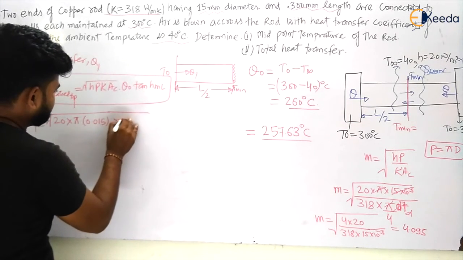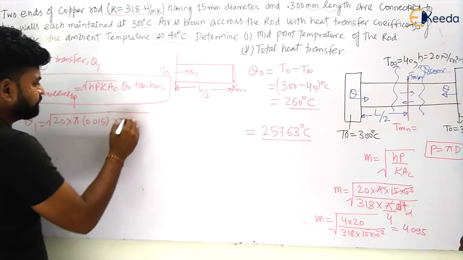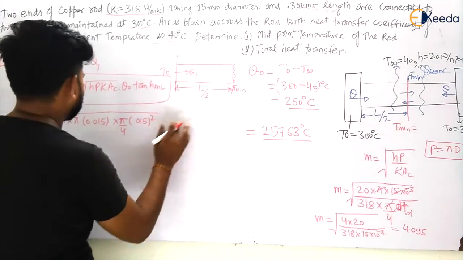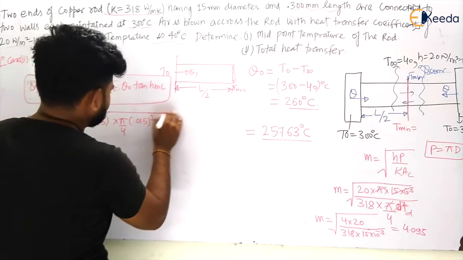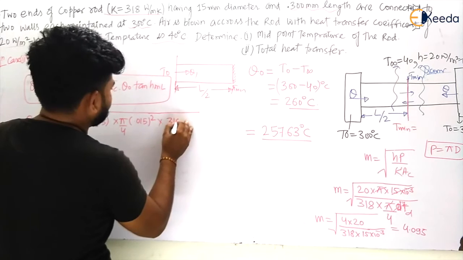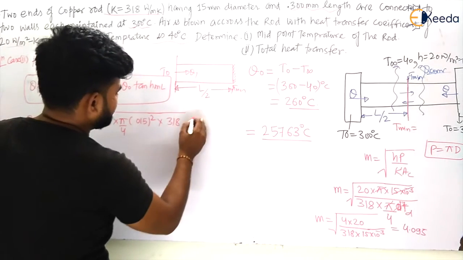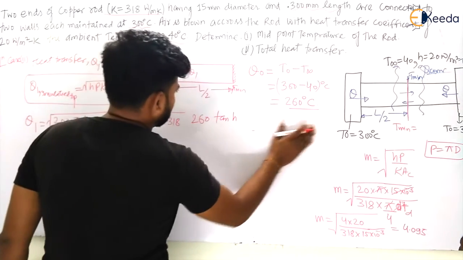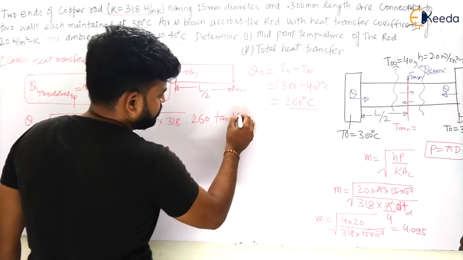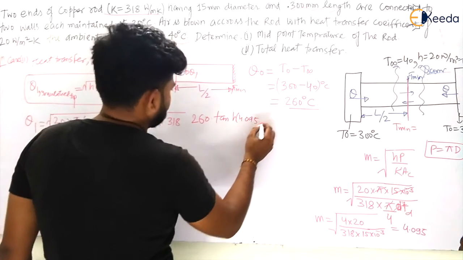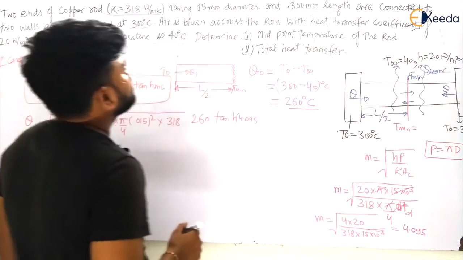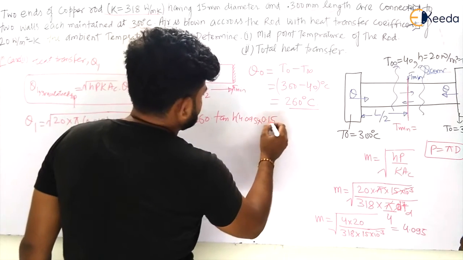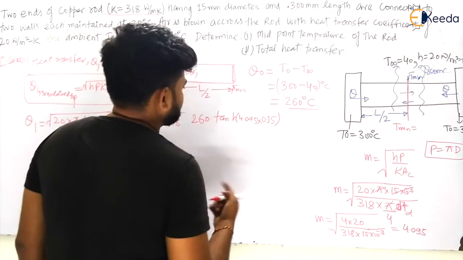Multiplied by the area, which will be pi by 4 D squared. So D is 0.015, squared, multiplied by hP into k. So k remains, which is 318, multiplied by theta naught. How much is theta naught? 260 into tanh(mL). Tanh of m, we know, is 4.095 into L, which will become L by 2. So how much is L? 300 millimeter. So this will become 0.15 meter, my dear students.